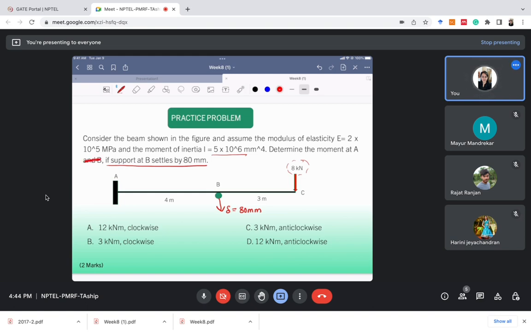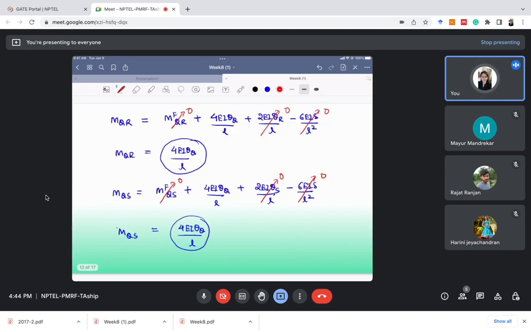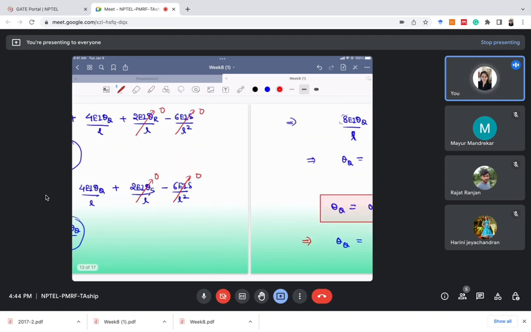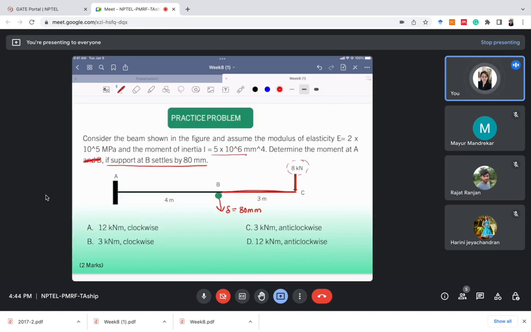So this is the question. Whenever this overhang kind of thing is there, just remove it and apply the moment here, like we did in the last problem also. There was this overhang part, so we removed it, and instead of this part we applied this moment. You should do that. It will simplify your problem instead of considering this BC span also. If this part is an overhang, just remove this loading and apply a moment here.